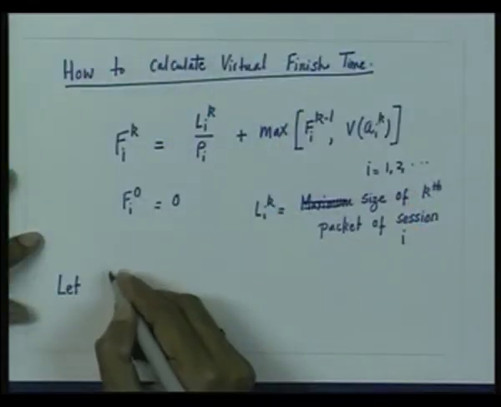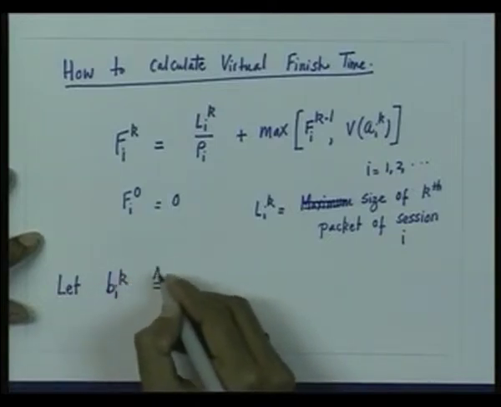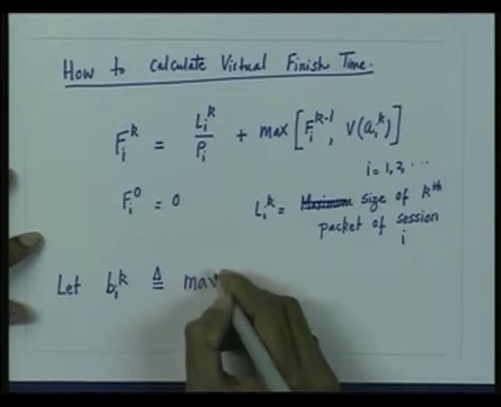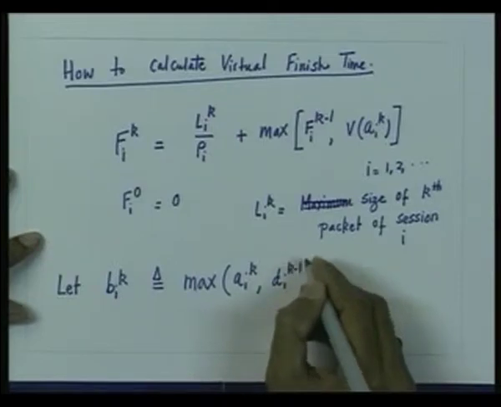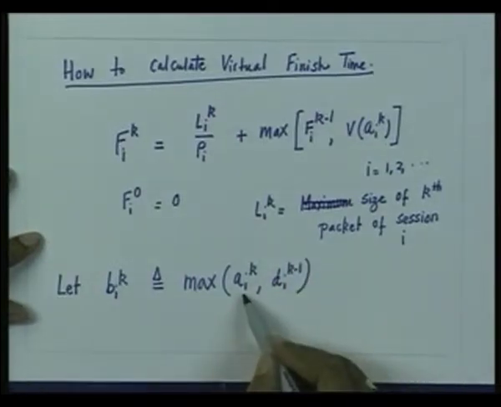Now let's define a quantity B_i^k as max of A_i^k and D_i^(k-1). What is A_i^k? A_i^k is the arrival time of the kth packet of the ith session. And what is D_i^(k-1)? D_i^(k-1) is the departure time of the (k-1)th packet of the same ith session. Now we define this B_i^k quantity to be the maximum of either A_i^k or D_i^(k-1).